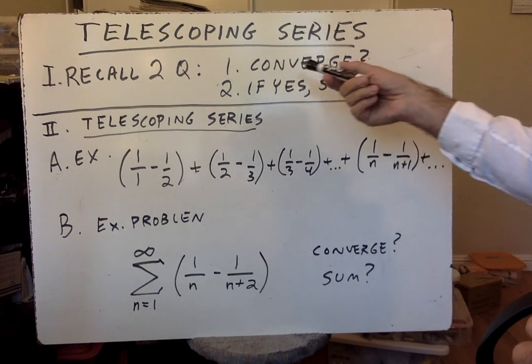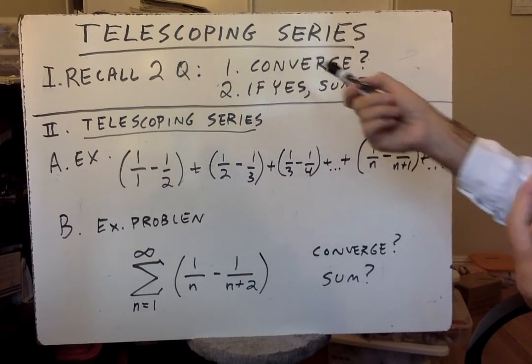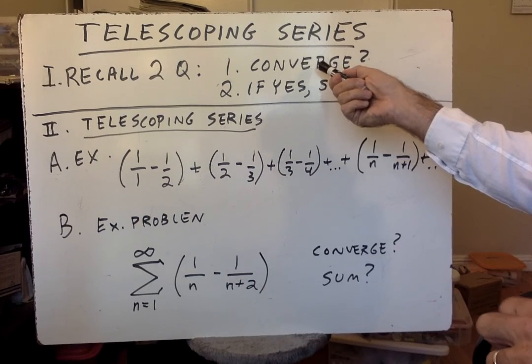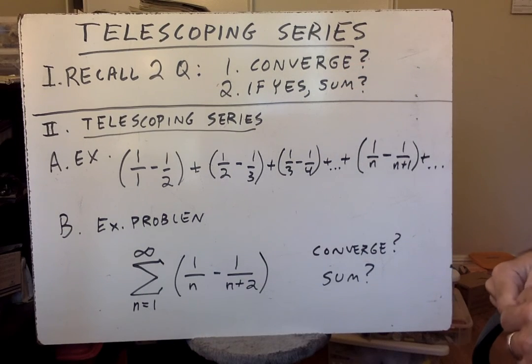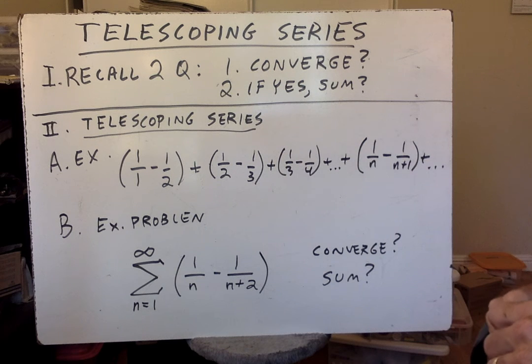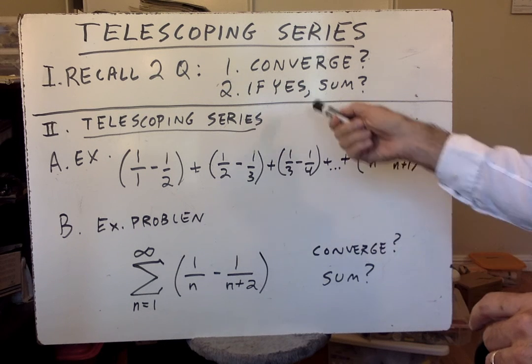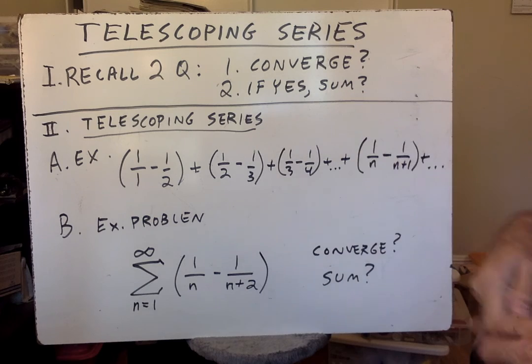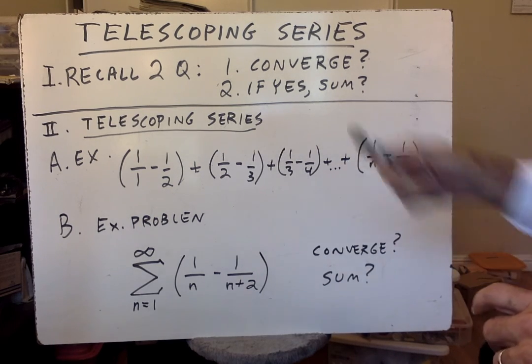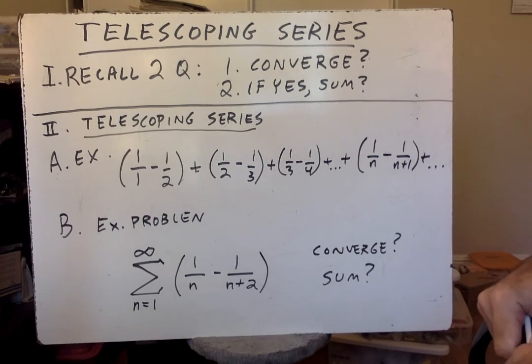If you go way back, remember there were two questions I wanted you to be able to answer when I present you with a series. First, does the series converge? And second, if it does converge, can we calculate a sum? And there are really only two common series types for which you can handle the second question. The first one was the geometric series, and you had that formula for geometric series. And this is the second one, telescoping series.